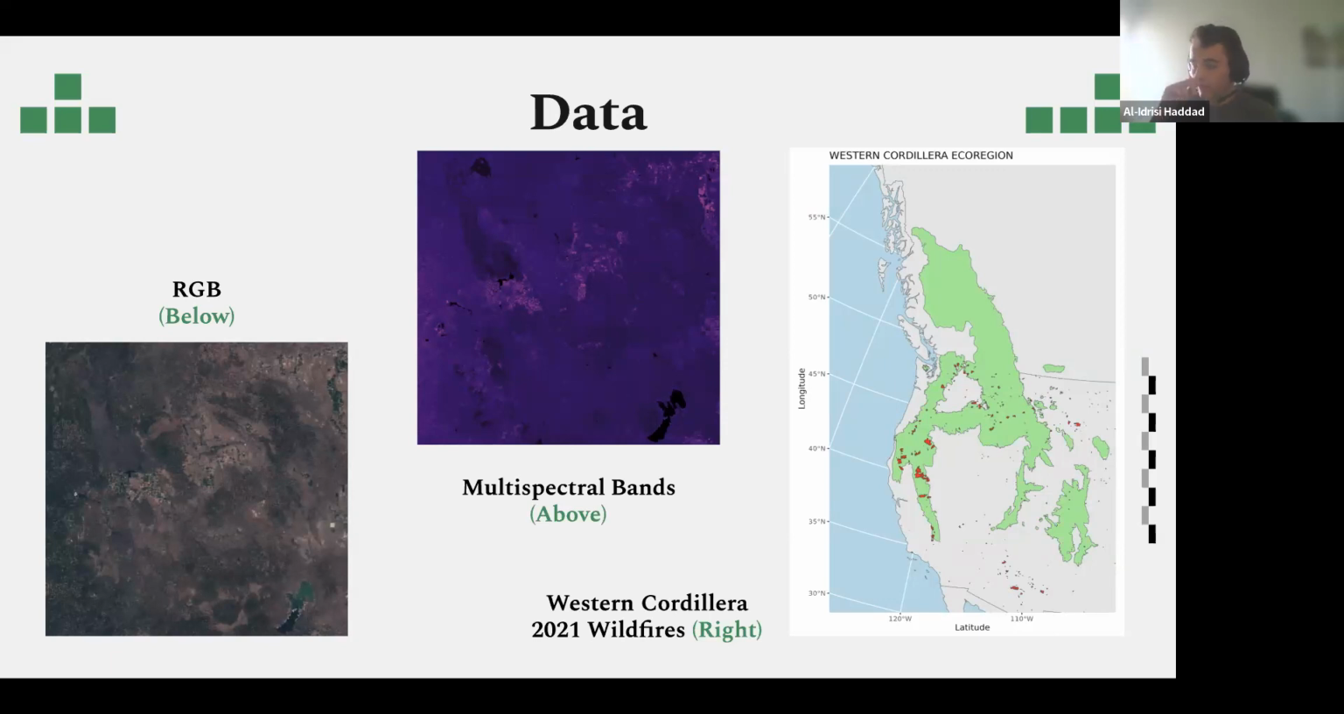Our data for fires was taken from MTBS, or the Monitoring Trends in Burn Severity mosaics for 2021. So we were able to see not only these fire polygons in our data, but the severity of the burns themselves. The spectral data we fed into our data cube and specifically constrained both data sets to the Western Cordillera ecoregion. Next slide, please.